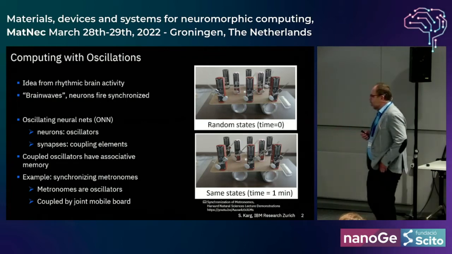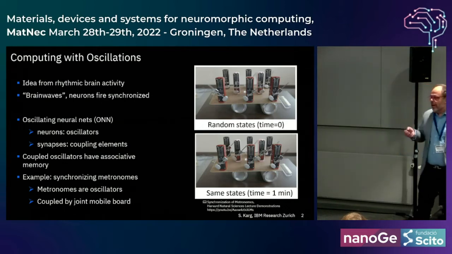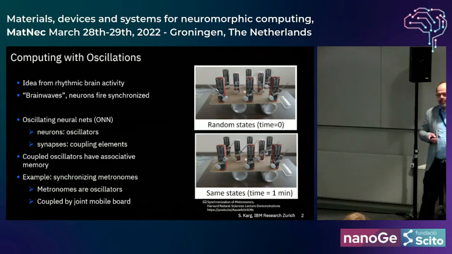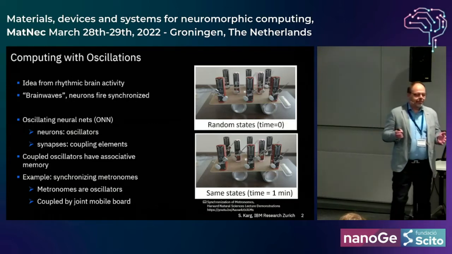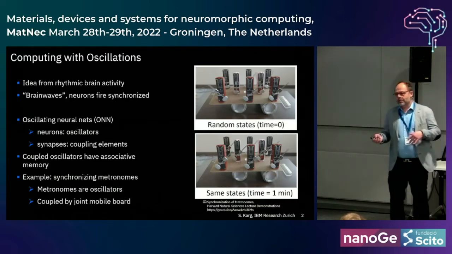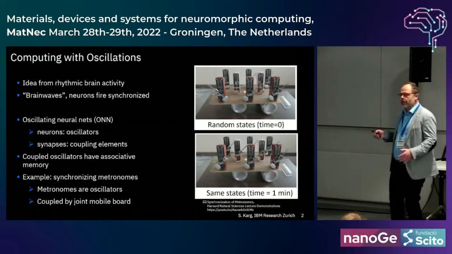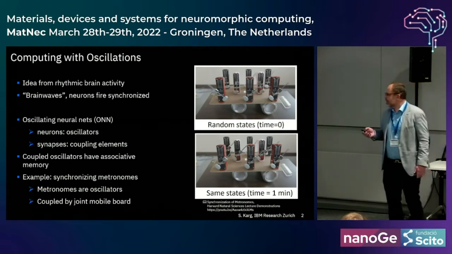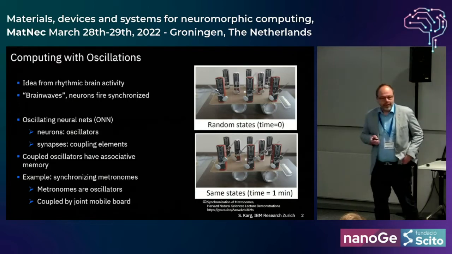And these coupled oscillators have an associated memory. You may have seen those metronomes being coupled on a skateboard or on a platform, and you can initialize them randomly, but after a couple of seconds or minutes, they synchronize. They synchronize in frequency, and they synchronize in phase. So that's the first idea of what an oscillating neural network can be.